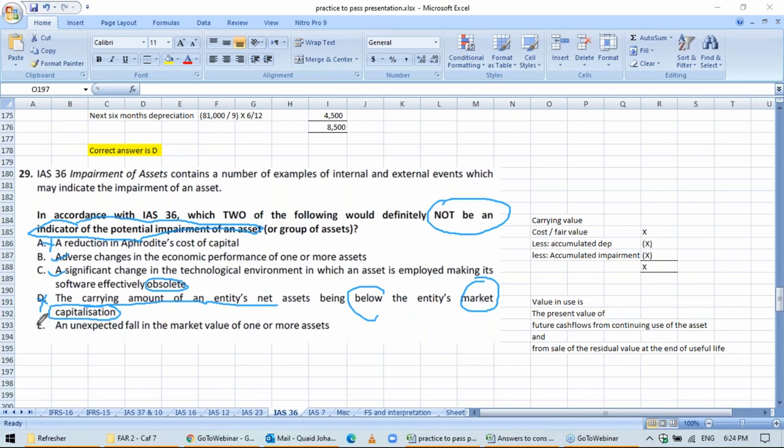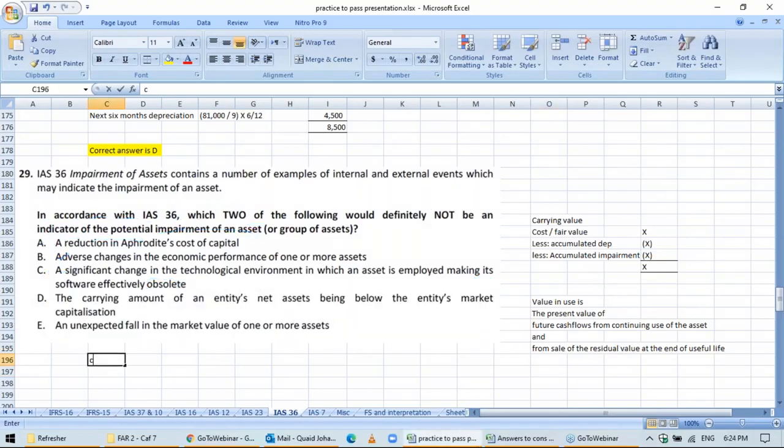Okay, and then an expected fall in the market value. Obviously a market value fall indicates that we may not be able to recover because the market values are falling. So this is also an indicator. So the correct answer is A and D. These two are not indicators of impairment. Okay, let's move to the next one.